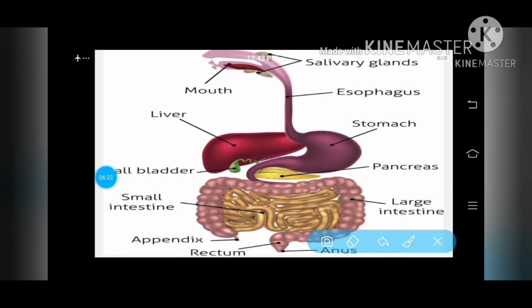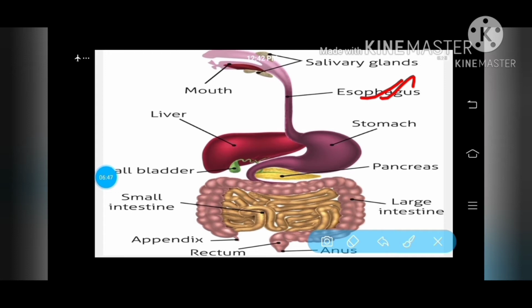Okay, the next step is the esophagus. Here you can see this is the esophagus, and it is also known as a food pipe. What is the function of the esophagus? The function of the esophagus is that the food which is present inside our mouth is transferred inside our stomach. But how is the food transferred into the stomach? Here one process takes place. The name of that process is peristalsis.